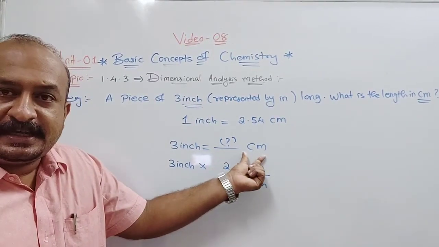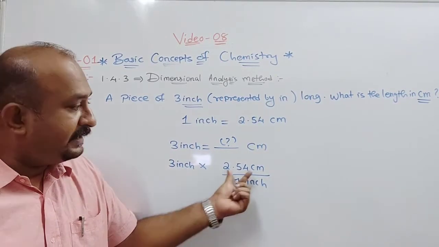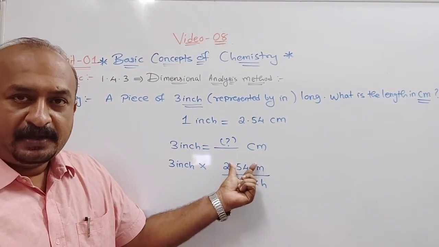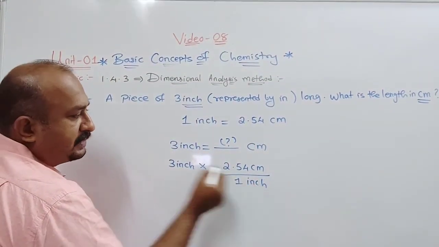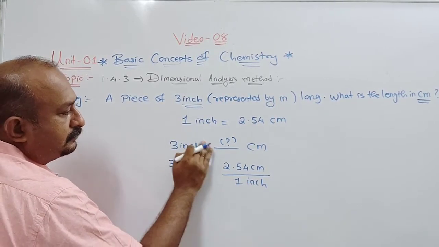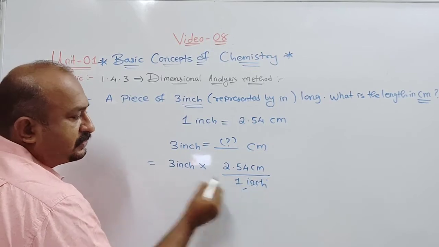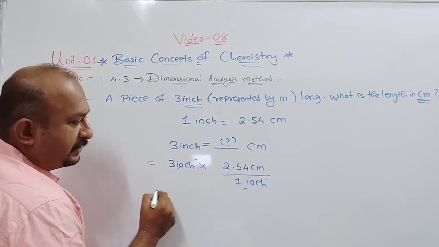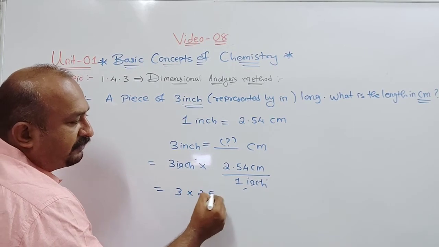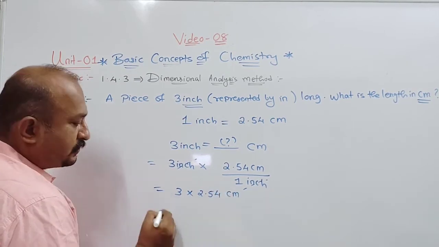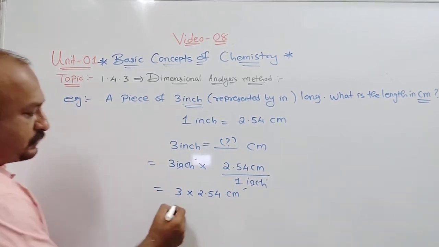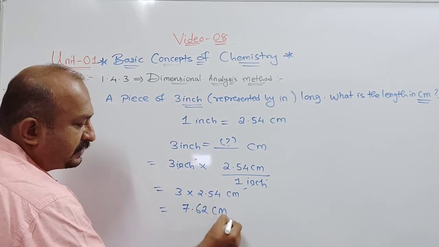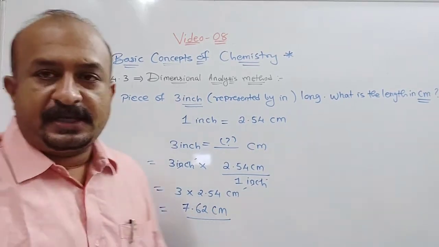Now suppose you want the answer in centimeter. So whatever is the formula, that centimeter part will always be in the numerator. Understood this part? Now what will happen in this case? You can see here, inch and inch will get cancelled, the unit. So what is remaining? 3 into 2.54, and centimeter. If you multiply this, you will get 7.62 centimeter. So this is our dimensional analysis method.